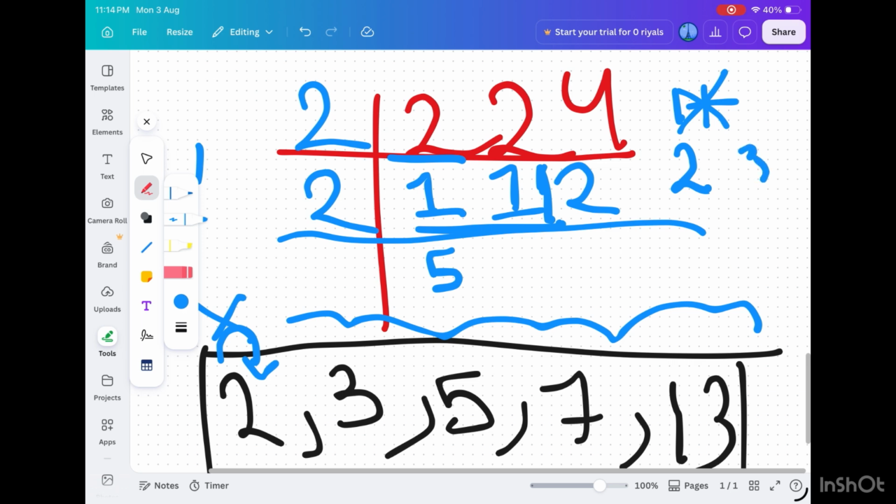You add a 1 next to the digit. You do not add it. You do not make it 3. You make it 12.